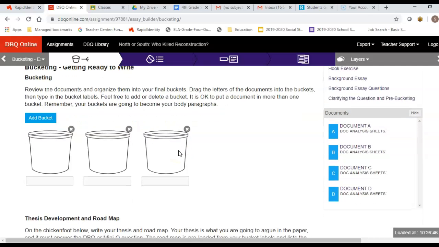So I know in class we talked about having your hamburger, right? Your top bun is your introduction, and your bottom bun is your conclusion. Well, these three buckets are like your meat, lettuce, and let's just say ketchup. Let's say cheese. Okay? So these are your three body paragraphs, just like we would do if we were in class.